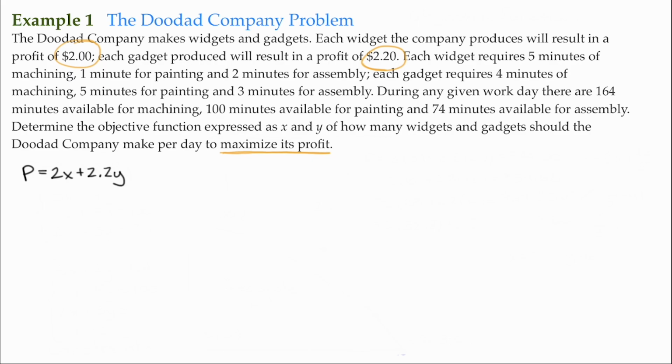And of course, the idea is to determine how many widgets, X, and how many gadgets, Y, should be made in order to have the most optimum or maximize the profit. But P is equal to 2X plus 2.2Y is the objective function that models this problem.